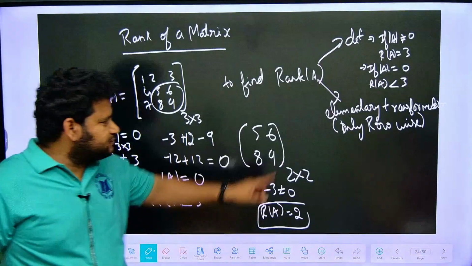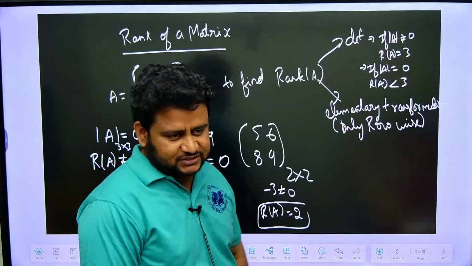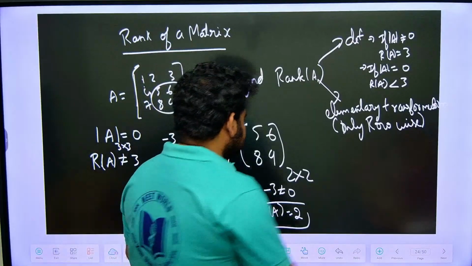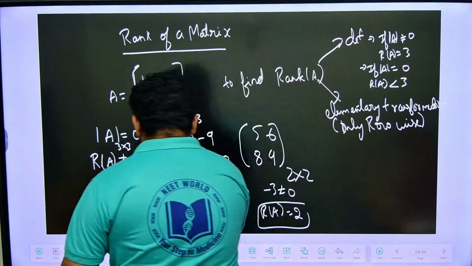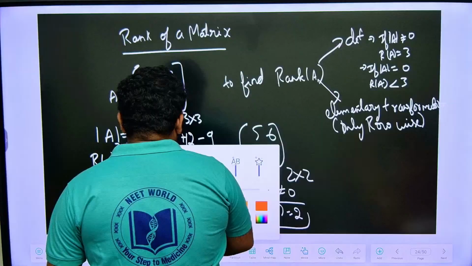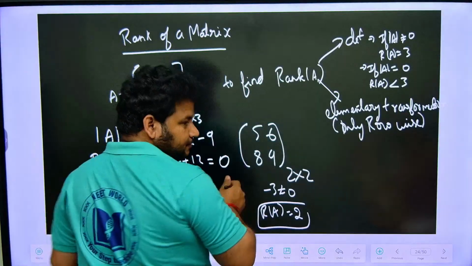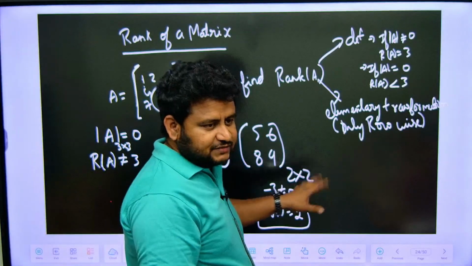Now another way is what? Elementary transformation. I told only row wise. So let us do that method now. We got rank as 2, we got it.